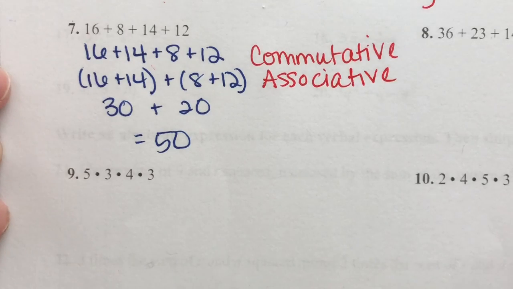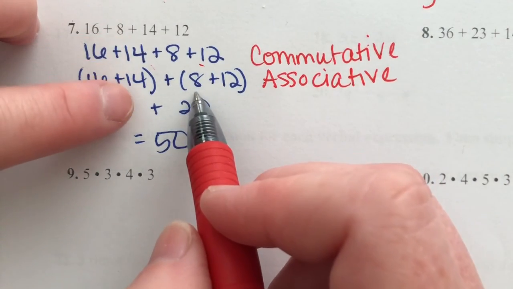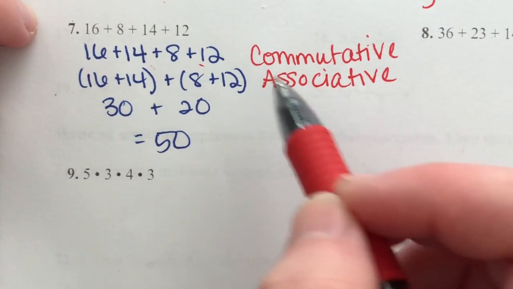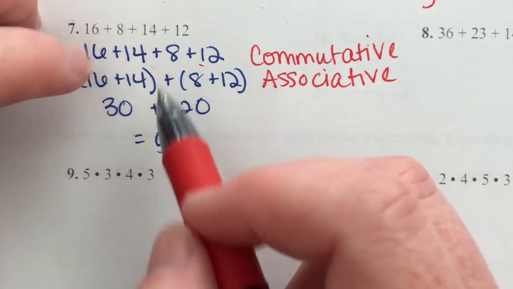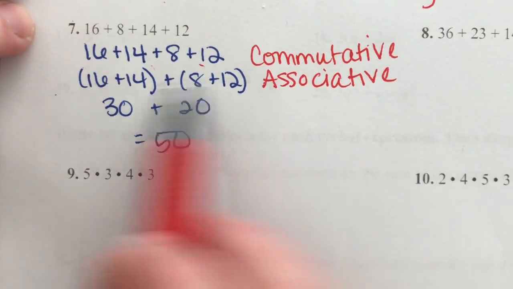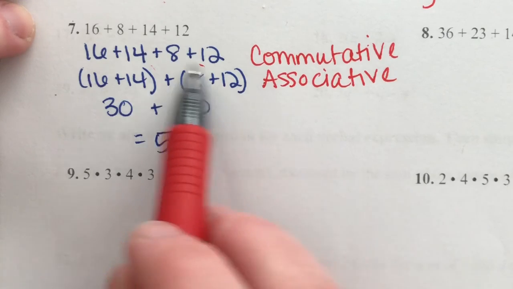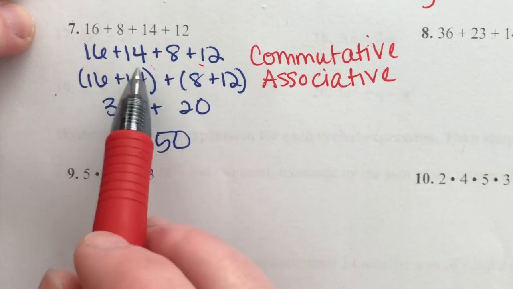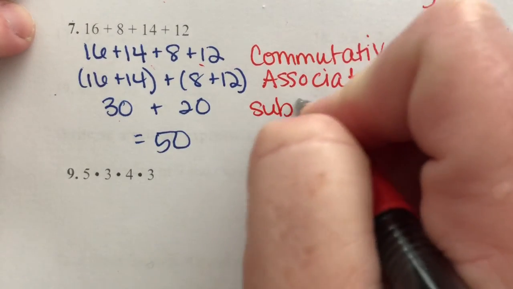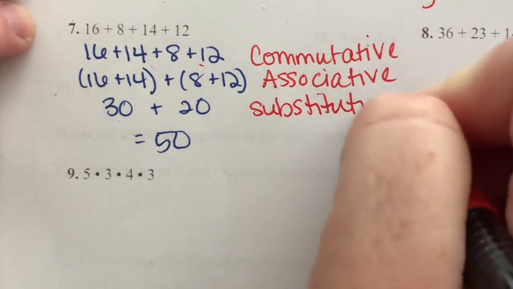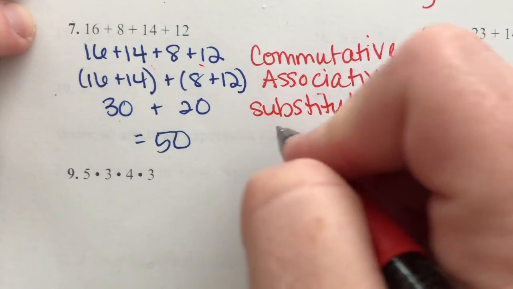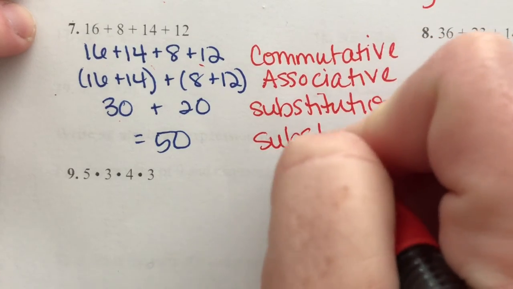The associative property, so we could have added 14 and 8 first, and then added 16 and then added 12. We could have done that. Doesn't matter how we group. In this case, we grouped like we did because it made mental math easier. It was easier to add 8 and 12 than add it somewhere else. All right, and then we replaced this line with this line. So we replaced 16 plus 14 with 30, and 8 plus 12 is 20, so that's just substitution. And then we replaced 30 plus 20 with 50, again, substitution.